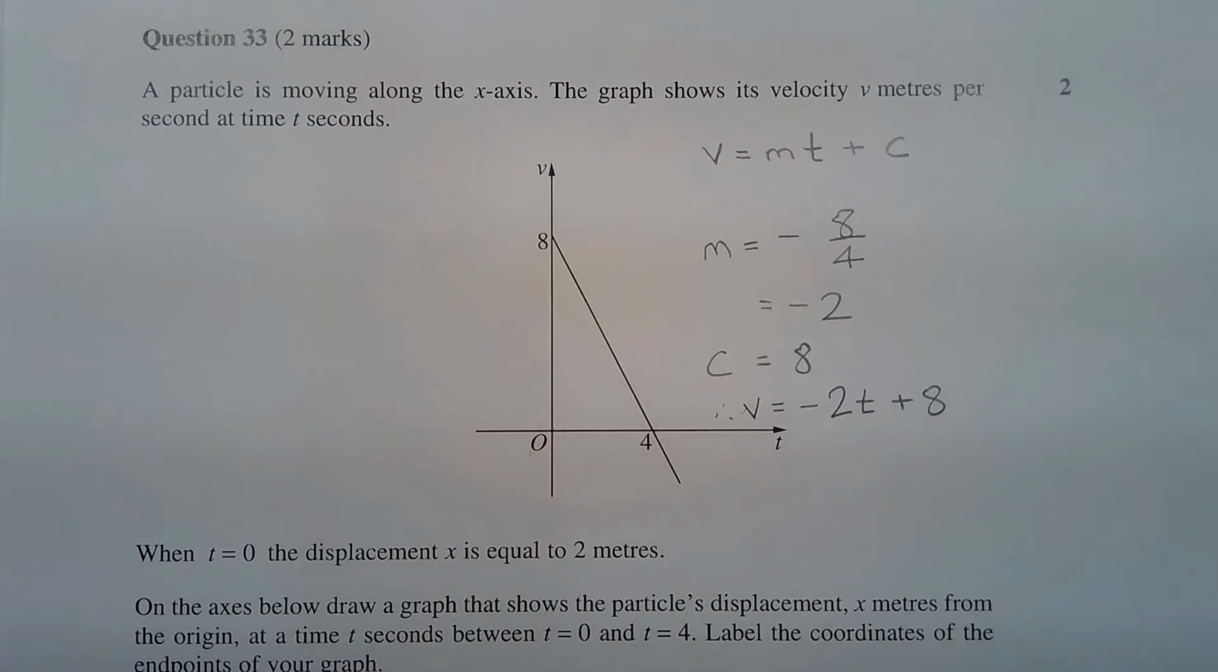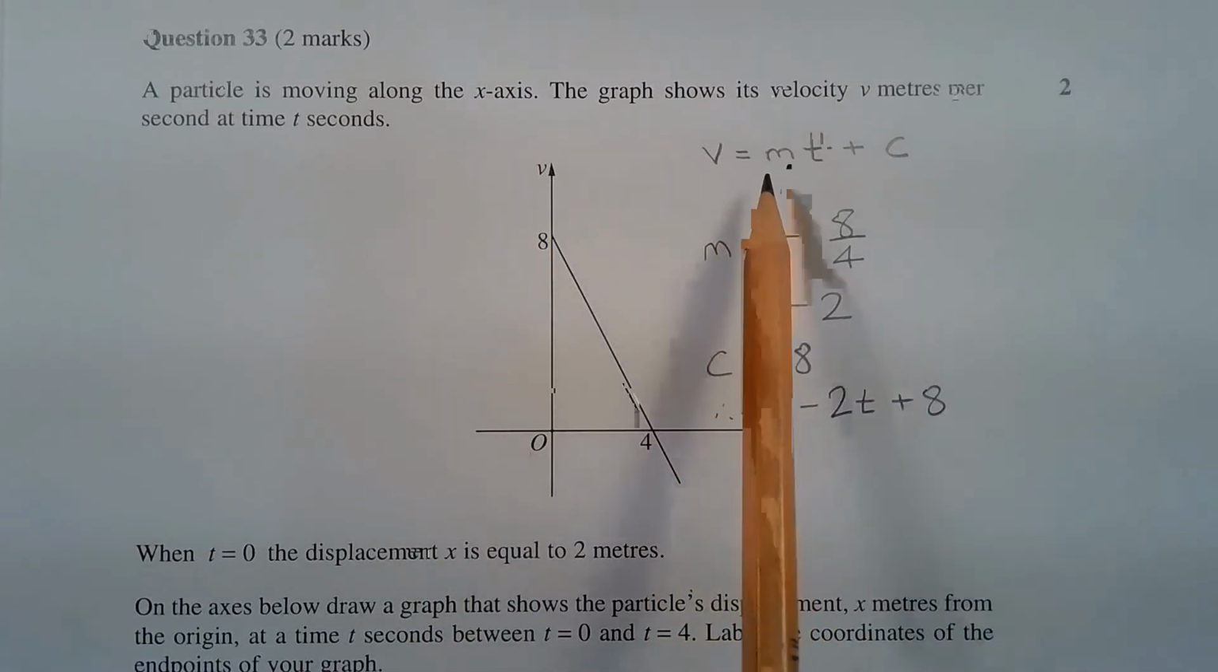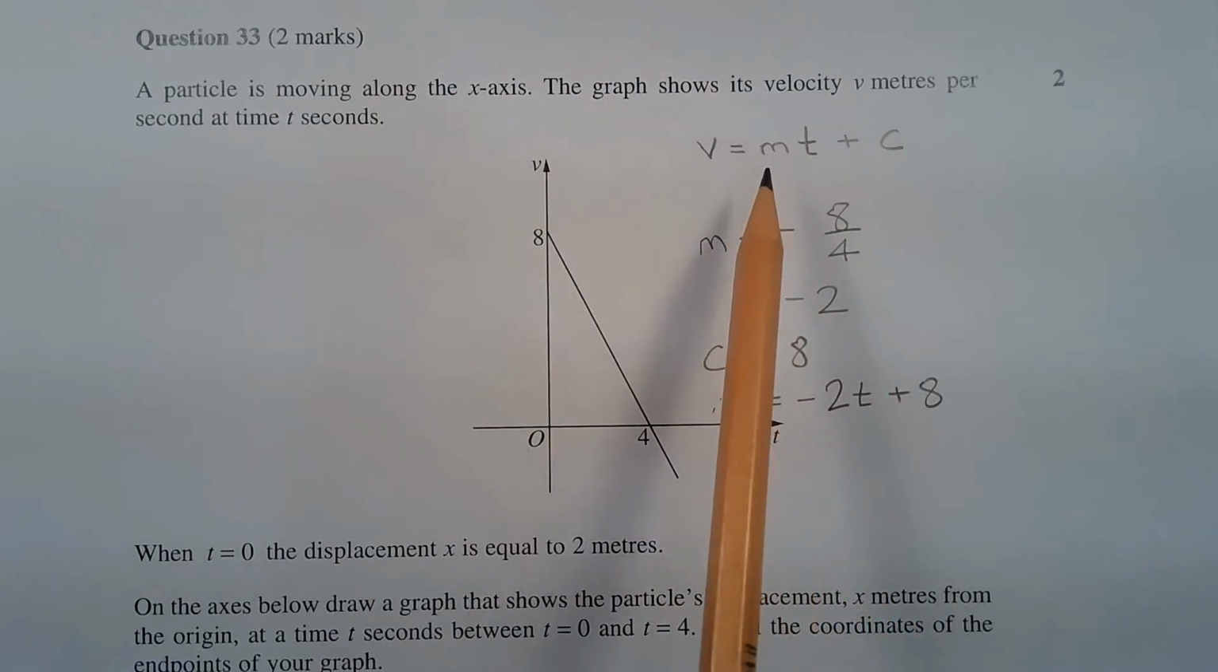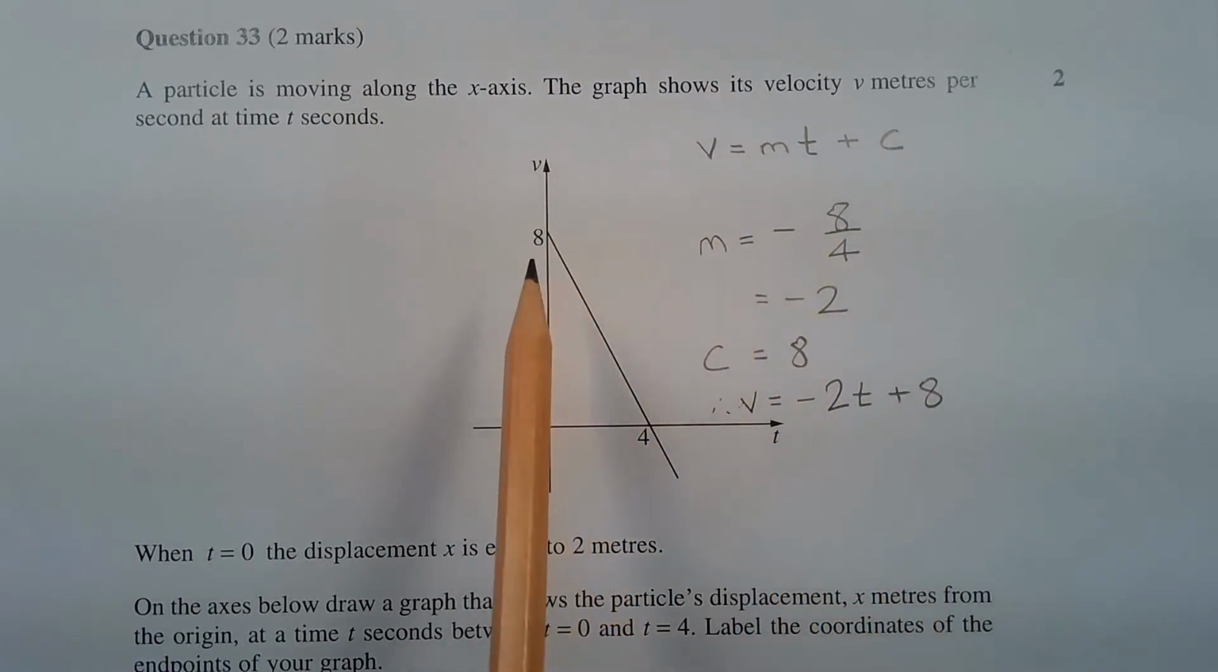So it's going to be in the form y equals mx plus c, where the x-axis represents time and the y-axis represents velocity. So it's going to be in the form v equals mt plus c, where m represents the gradient of the line and c represents the y-intercept.